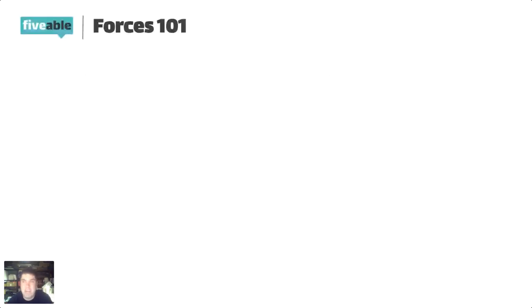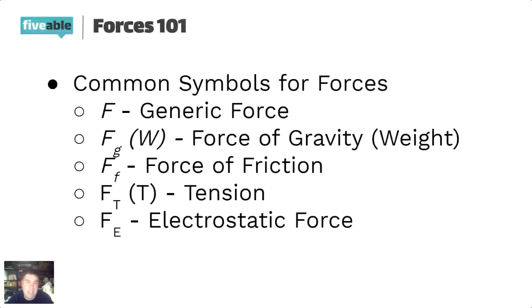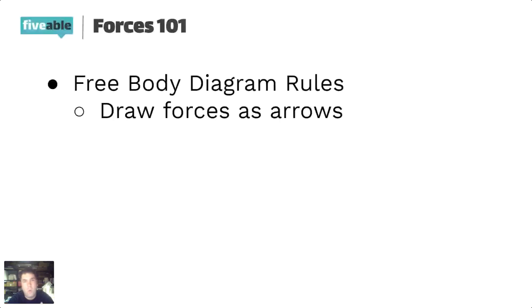Now let's talk about how we go about drawing these free body diagrams. So there's really only a couple rules. Rule number one, we draw our forces as arrows. Now, why do we draw our forces as arrows? Anybody got an idea? Why would you draw a force as an arrow and not just a straight line?